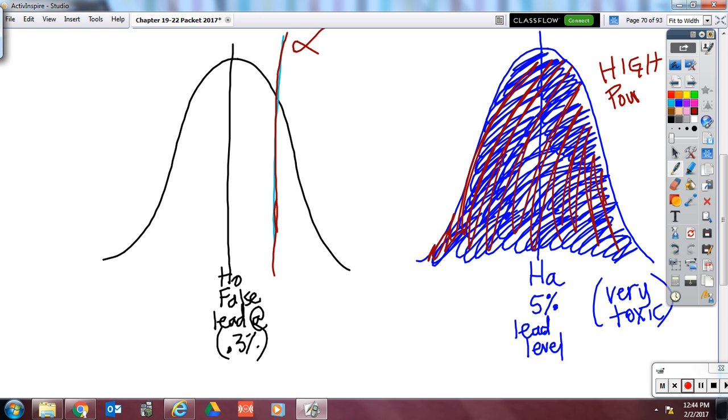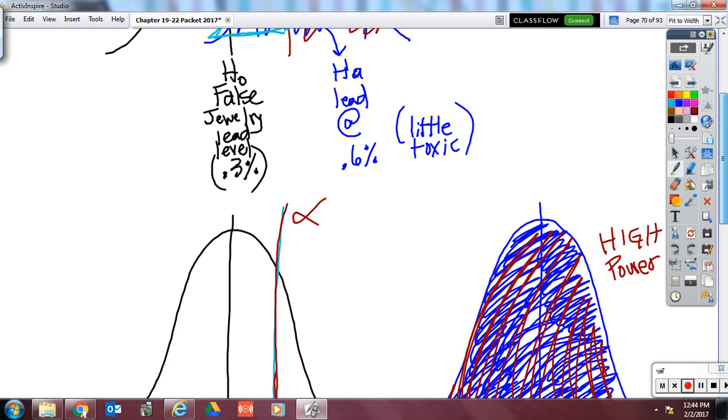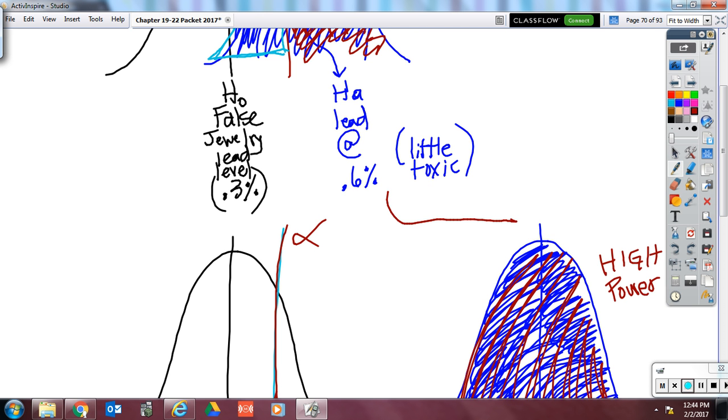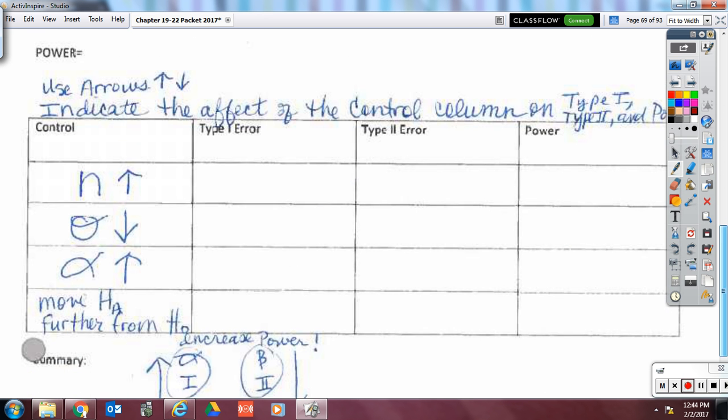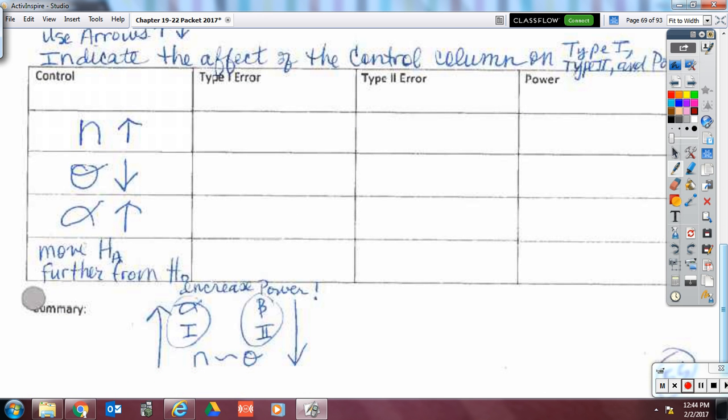So the moral to this story is, as your alternative gets farther away from the null hypothesis, power does what? Increases. Very good. So as the alternative gets farther away, it increases your ability to reject that false null hypothesis. I don't have that one on my picture, but I do have it in this table down here. So let's go ahead and complete this table together, and then I'll let you start on the assignment.